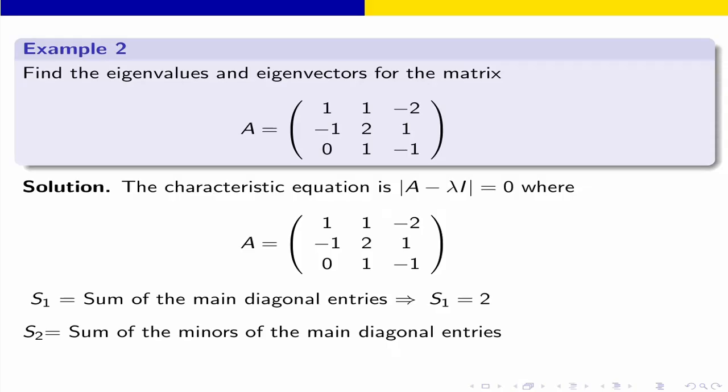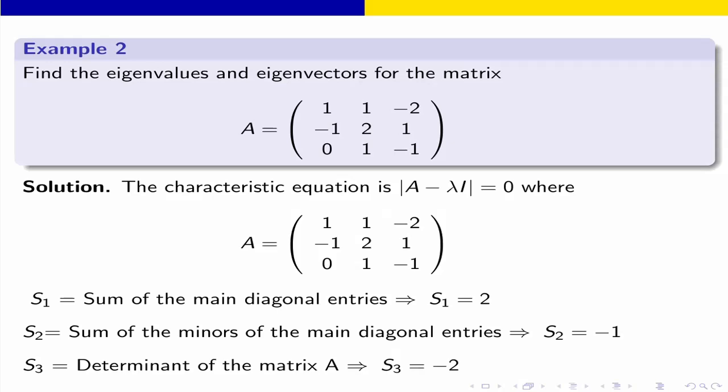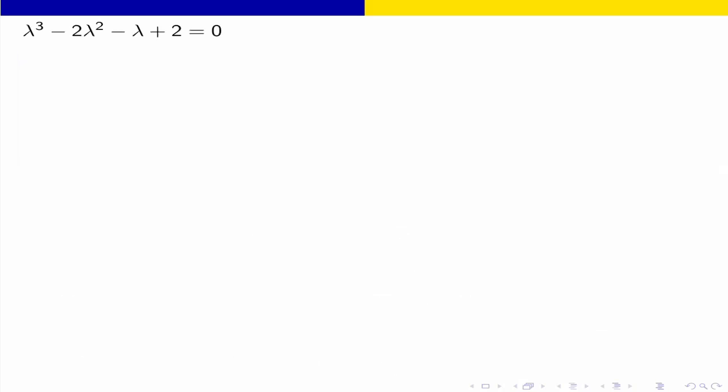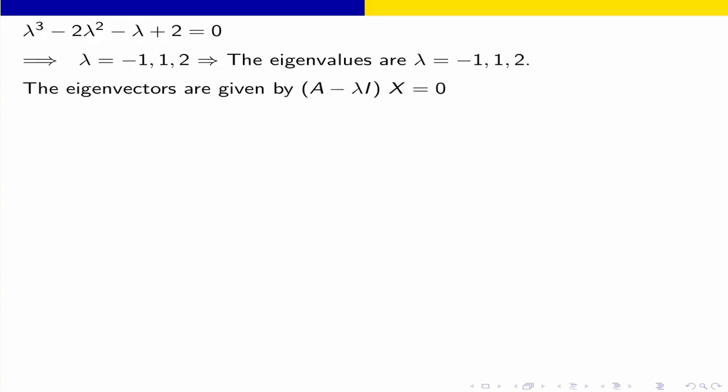S2 is the sum of the minors of the main diagonal, so we will get S2 is equal to minus 1. S3 is equal to the determinant of the matrix A, so S3 is equal to minus 2. Replacing S1, S2, S3, we will get the characteristic equation lambda cube minus 2 lambda square minus lambda plus 2 equal to 0. So lambda is equal to minus 1, 1, 2. Finding the roots, we get the eigenvalues, so the eigenvalues are minus 1, 1, 2.